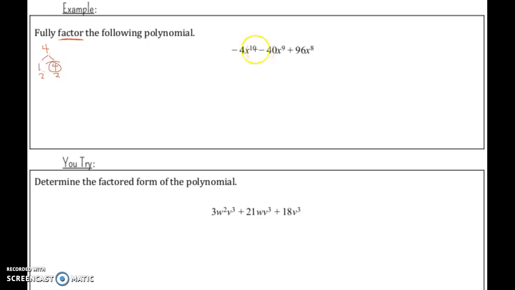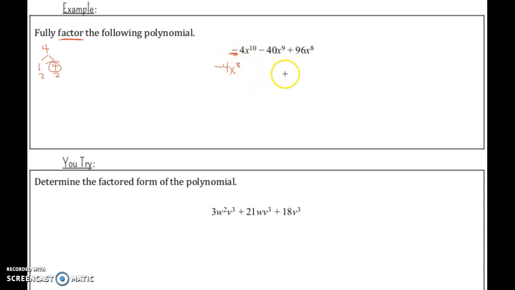But then remember, if my leading coefficient is negative, my GCF also has to be negative. So I'm going to pull out a negative 4. And then I'm going to go through my x's. So I have 10 here, 9 here, and 8 here. So I can pull out 8 x's. So I'm going to have x to the 8th.